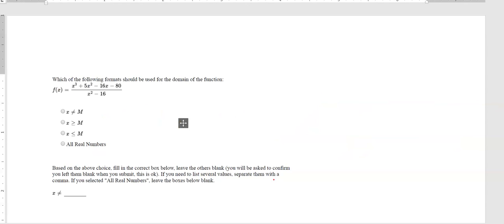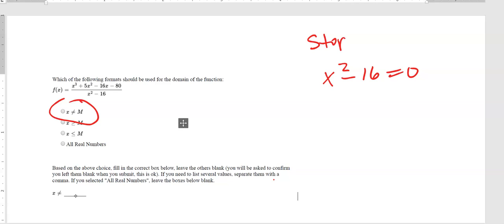Now our next problem, it's worded a little weirdly, so make sure you review it a couple times. It says, which of the following formats should be used for the domain of the function? Since we're only looking at the denominator, we don't want the denominator to equal 0. So we're always going to choose for this problem, x is not equal to. Then it asks you to fill in, based on your above choice, what x cannot be equal to. The way we can find this out is we're going to set the denominator equal to 0. This is what we're trying to stop happening. We don't want this to happen.